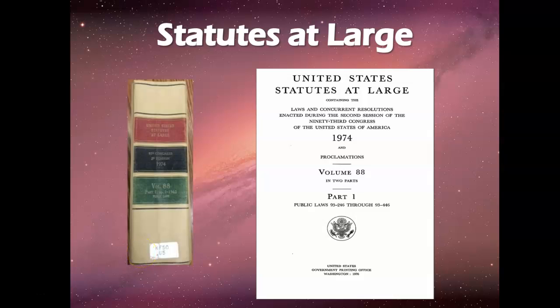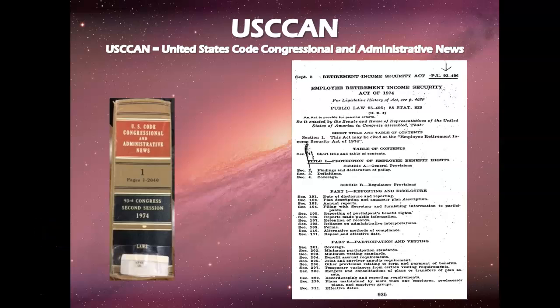Of course, we know that the PDF we were looking at probably comes from a print volume. So here is that print volume of the Statutes at Large. You may be able to see volume 88 here, but you can definitely see it here on the title page. So we see the Statutes at Large, and sure enough, within this volume 88, we see part 1, and we see the range of public laws that this part covers, and 93-406 certainly comes between 93-246 and 93-446. So as it turns out, our hero has a second planetary home, and that's called USCAN.